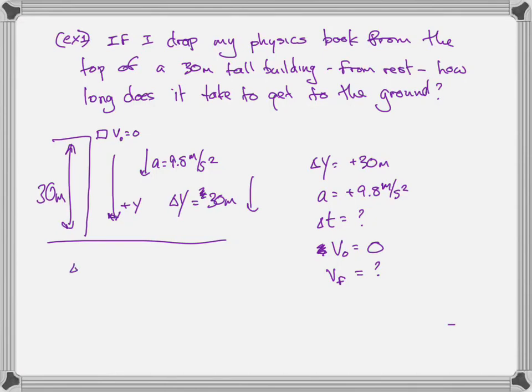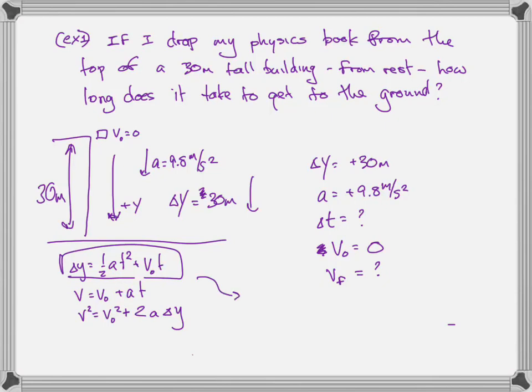So therefore, we can go ahead and just write down all our kinematic equations and then just figure out which one we want to use in order to find t. Since we don't know v, we don't want to use the second one, and we probably want to use the first one. And I'm just going to plug in plus 30 meters equals 1/2 times 9.8 meters per second squared times t squared plus 0 times t. So therefore, t is equal to 2.47 seconds.